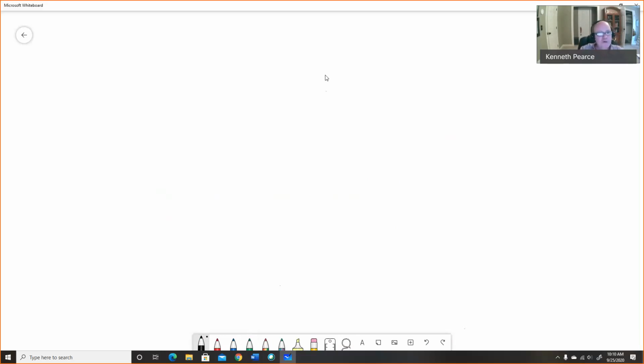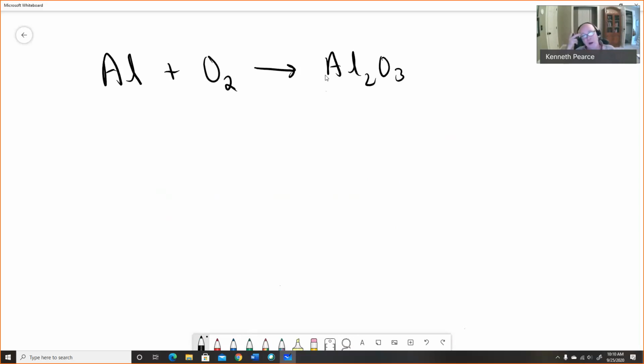Let's say we have the reaction of aluminum plus oxygen gives me aluminum oxide. Now, remember what I said, we always balance elements, which would be the aluminum and the diatomic, we always do those last, okay? So we're going to start with the aluminum oxide, and I see that we have 2 aluminums, and that takes care of the aluminum.